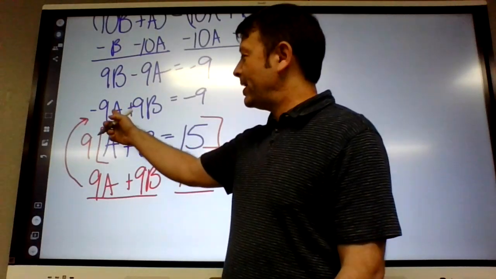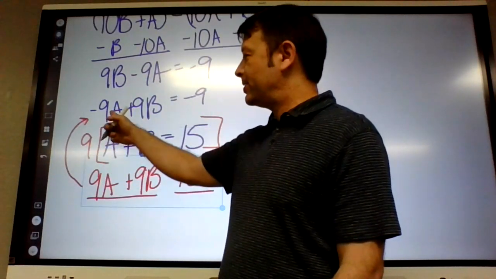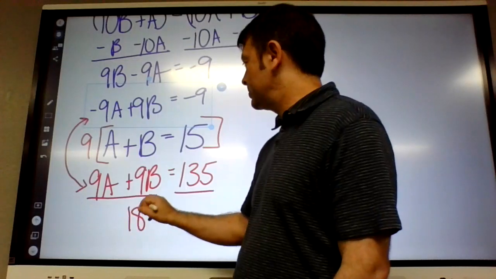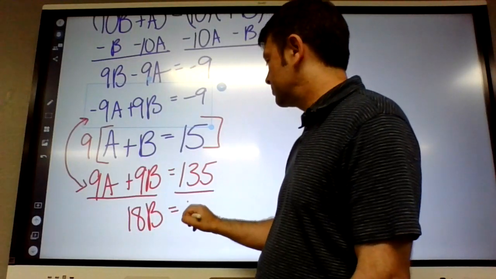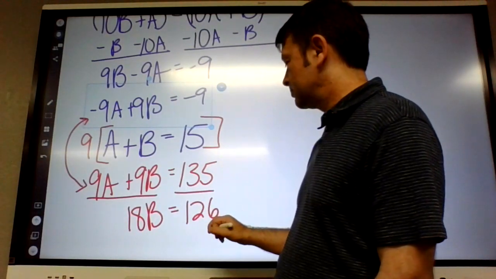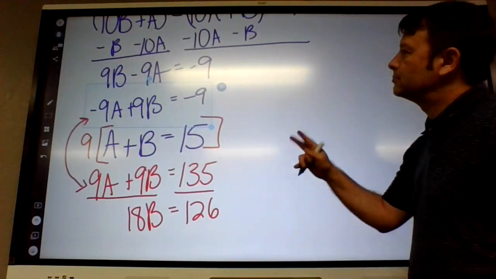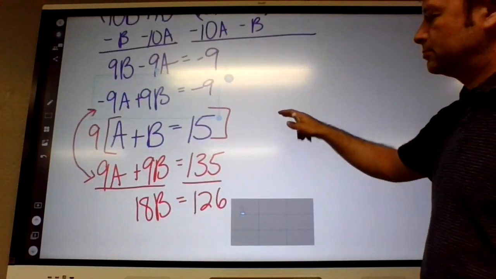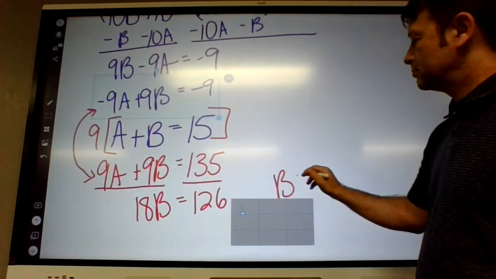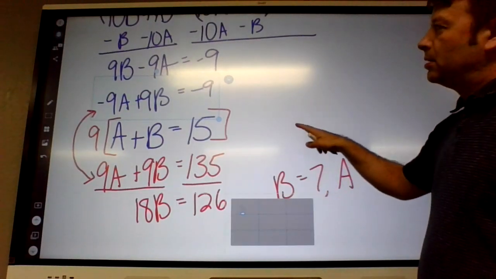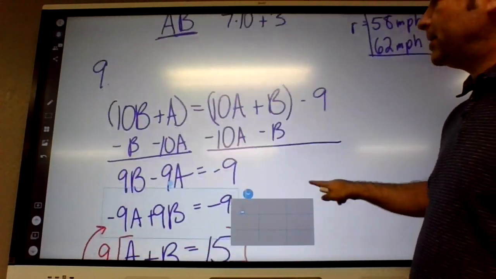When you add the lines together, the A's are going to go away. 18B. We have 18B equals 126. Then you divide and you get a number. It's 7, right? Yeah, it's just 7. B equals 7. So then together they make the number 87. It would just be 8. B would be our 7.